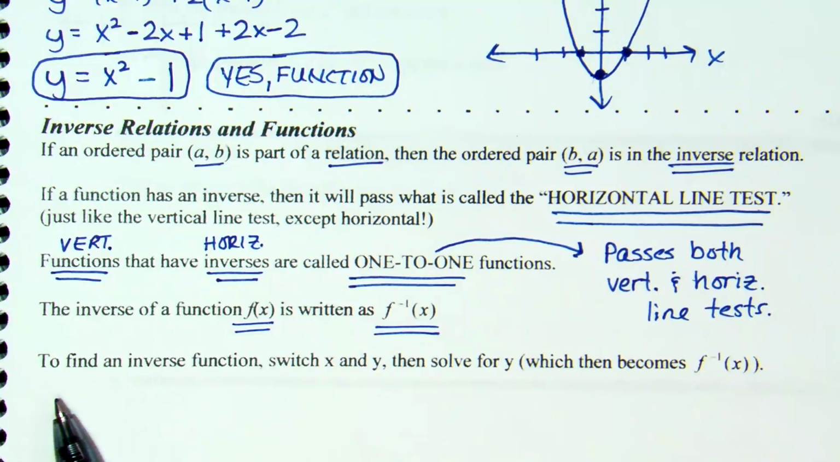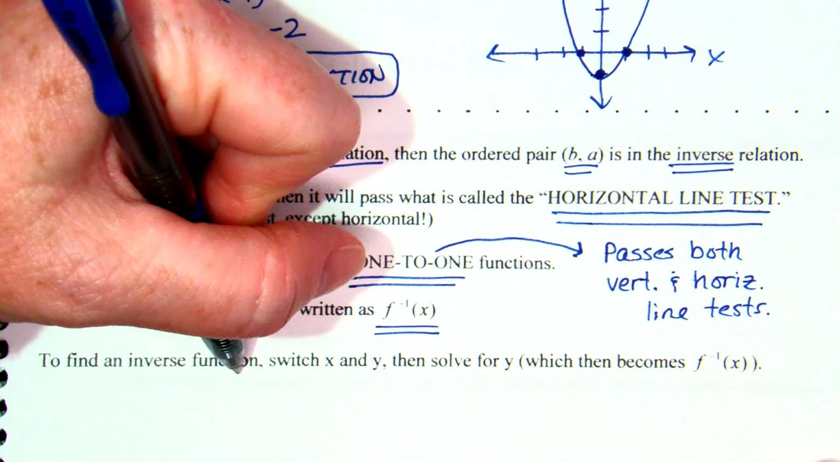Okay, now this last part should maybe seem familiar. To find an inverse function, x and y switch, and then you can solve for y. I feel like that's something we did in Algebra 2. Maybe not? I can't remember right now. So, to find an inverse function, you're going to switch x and y, and then solve for y.